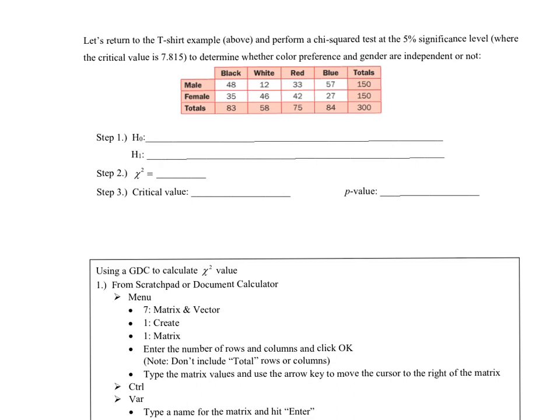So the null hypothesis would be that the color choice of your t-shirt is independent of gender. So it does not matter whether you're a male or a female. It makes no difference as to your color of t-shirt choice. So that is our null hypothesis.